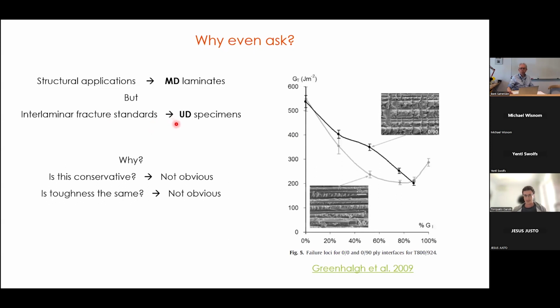So why is that the case? Is it that this is conservative? Is it that the toughness that we get is the same? I would say that in both cases, this is not obvious, and in any case, conservative doesn't always mean good, and we also have fractographic evidence that different interfaces have different mechanisms going on, which could imply a different fracture toughness. So my question is: is it that we use unidirectional specimens just because we like them more? And if so, why is it that we like them more?